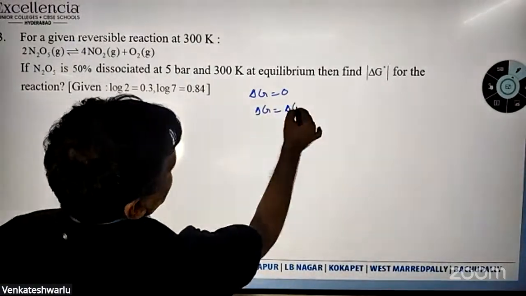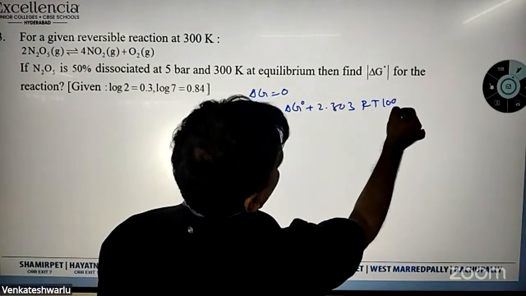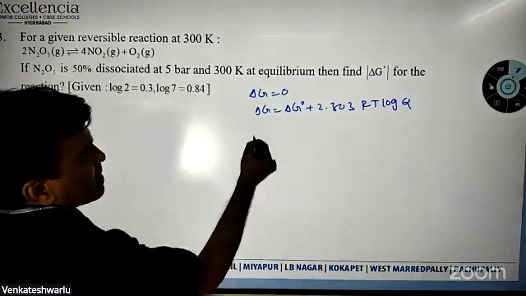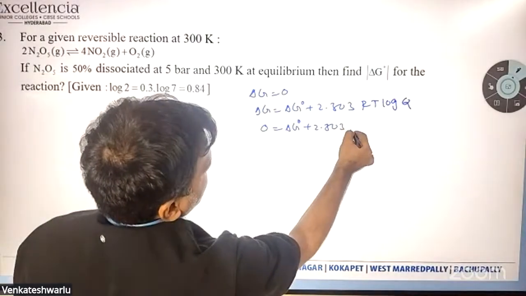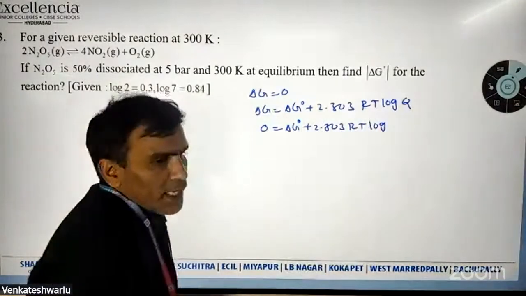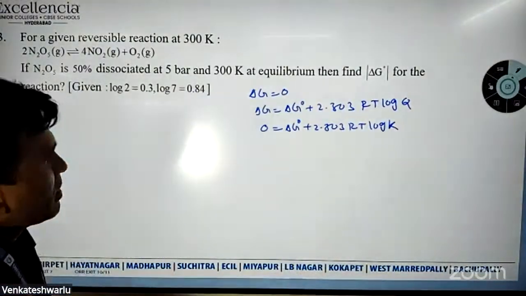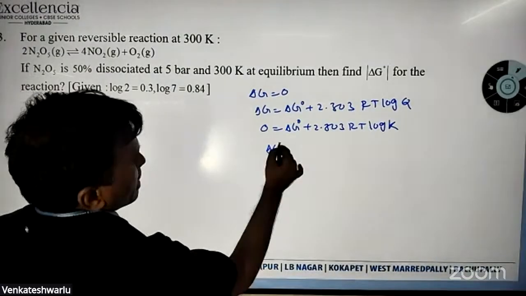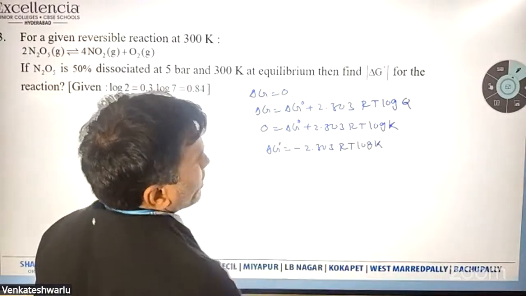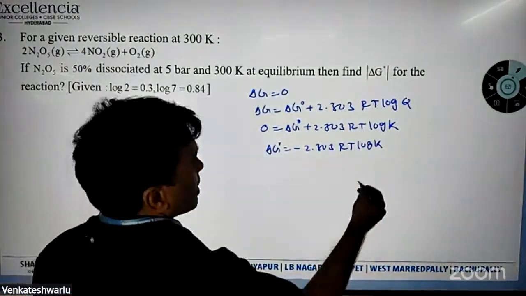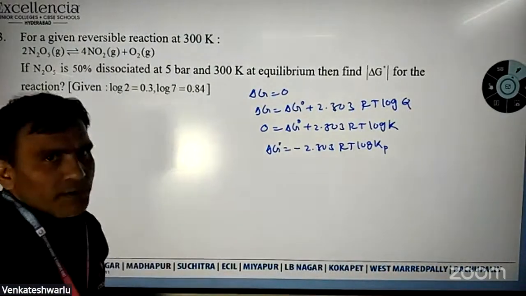Right? One important relation is there: delta G is equal to delta G naught plus 2.303 RT log Q. But when a reaction is at equilibrium, delta G becomes 0, and we know that Q becomes K. Then delta G naught equals minus 2.303 RT log K. So the K may be Kc or Kp, but here we can get the K value in terms of Kp.